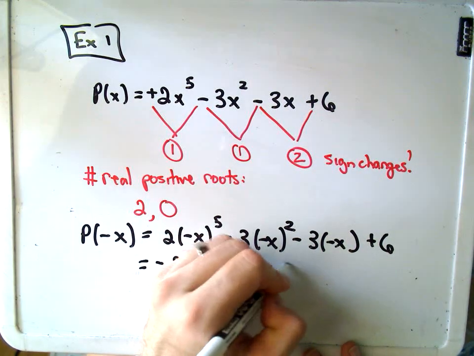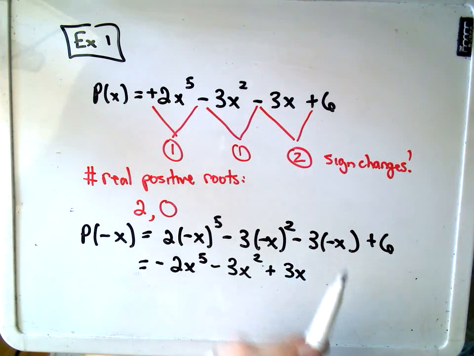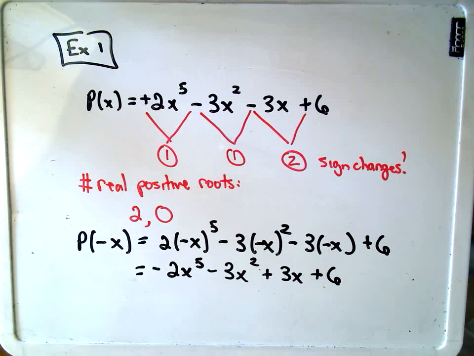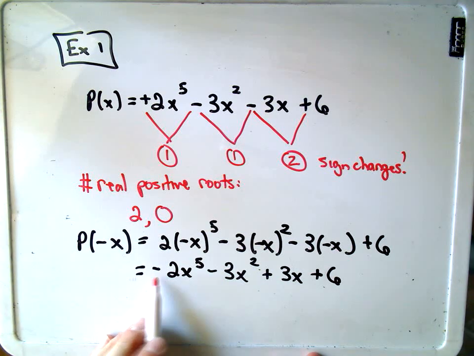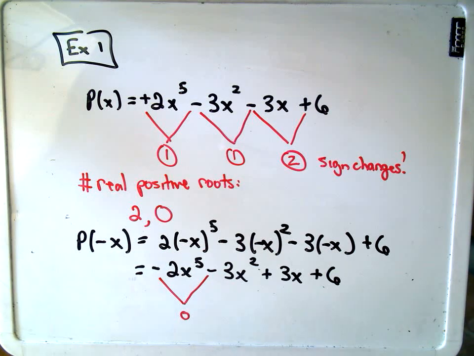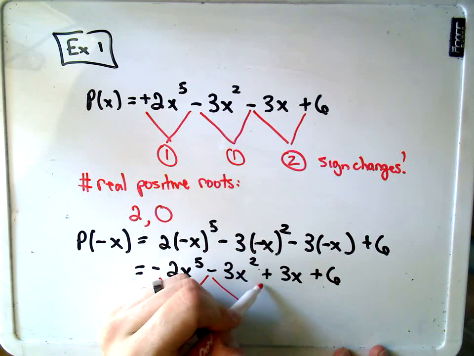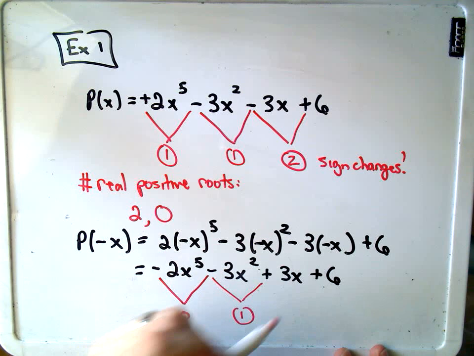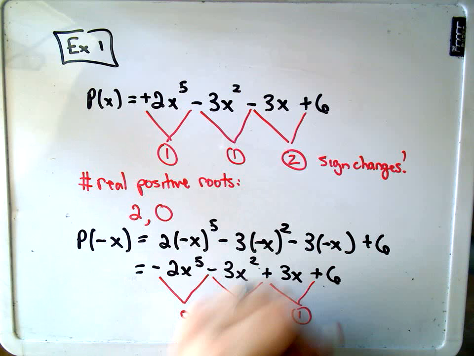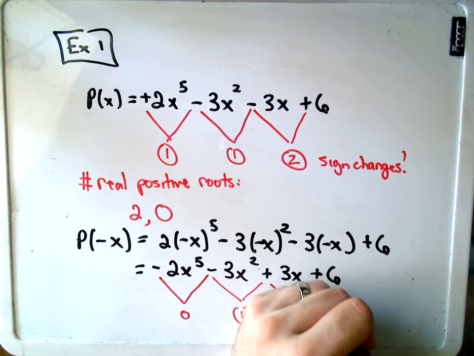It looks like we get positive 3x when we simplify the negative 3 and the negative x, and then we have our plus 6 hanging out. So we do the same thing. We count the number of sign changes, and this part also illustrates something important. We start with a negative, it goes to a negative, so we've got 0 sign changes so far. I go from a negative to a positive, that's 1 sign change. From positive to a positive, that's still a total of 1 sign change.